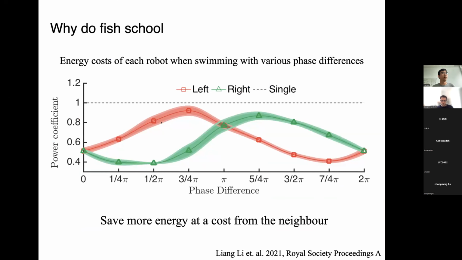Like in nature, probably fish also have this chance. Like, I'm selfish. I just want to save my energy. I don't care about my neighbor. And then once your neighbor knows, okay, you are selfish, then I also want to be selfish. Then, well, this is kind of a game theoretical problem, like how will nature choose and update their strategy when they swim together facing these difficulties.